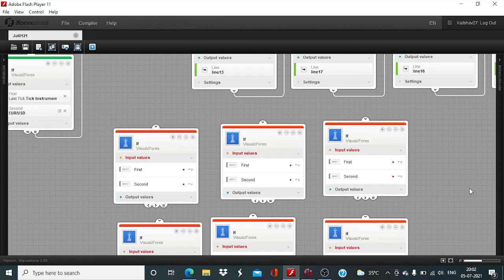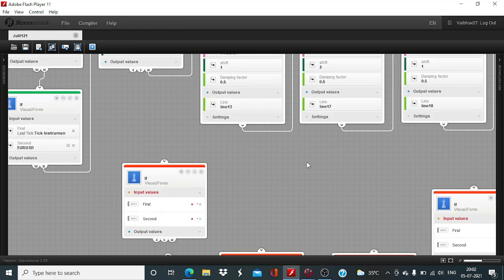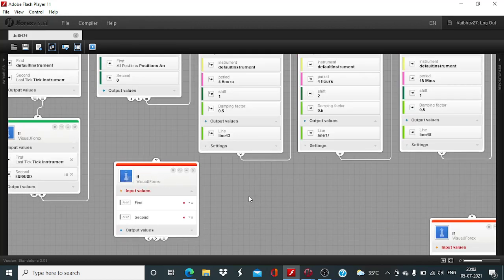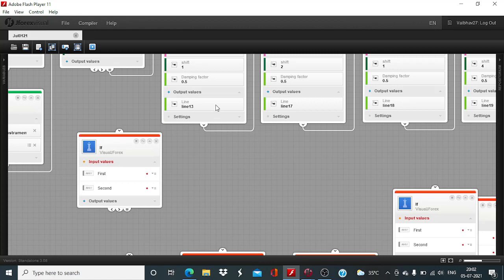Okay, so let us get started. First things first, the 4 hourly block of the LRSI should show its output value below 50.